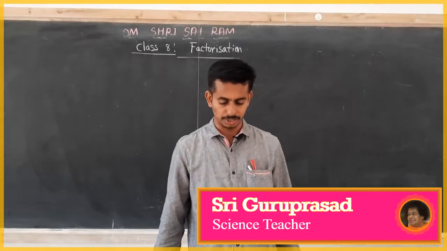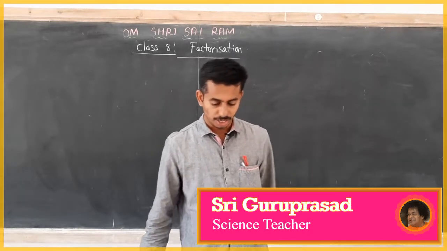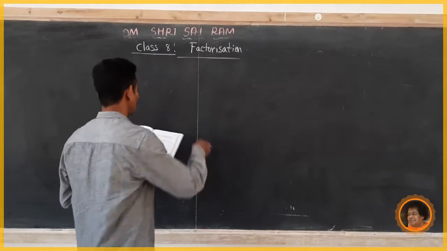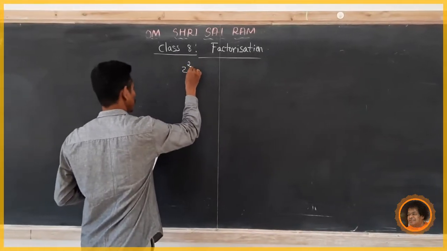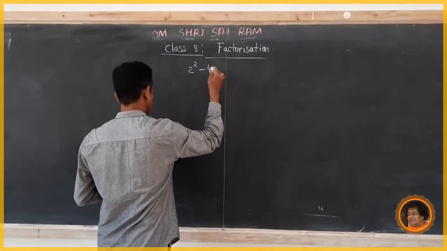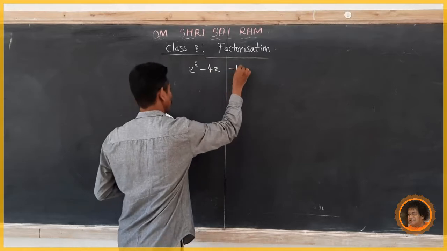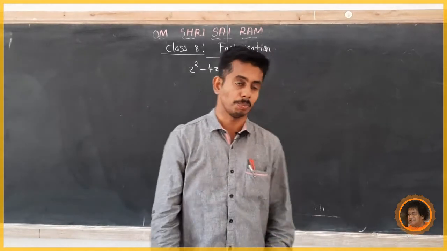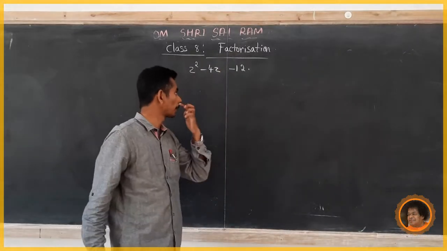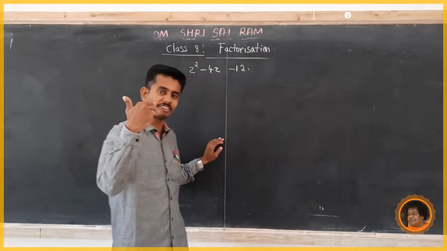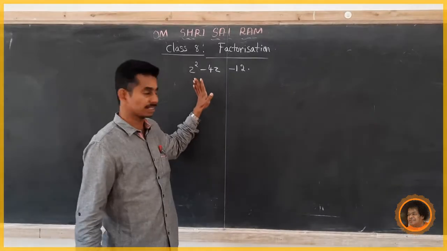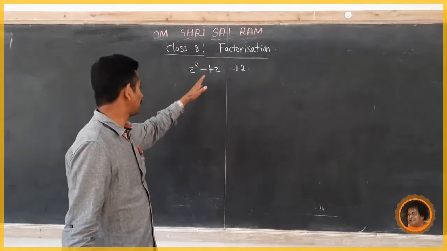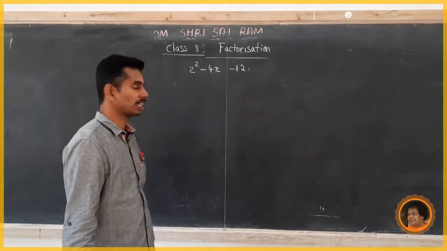Now another example, example 11: obtain the factors of z squared minus 4z minus 2a. What is the question? Obtain the factors, or factorize, z squared minus 4z minus 2a. Both are the same.